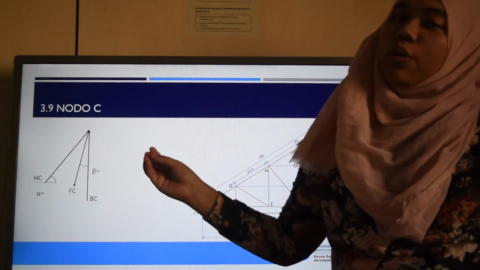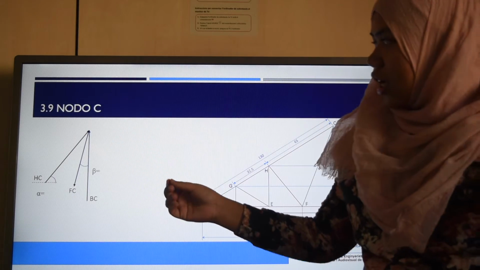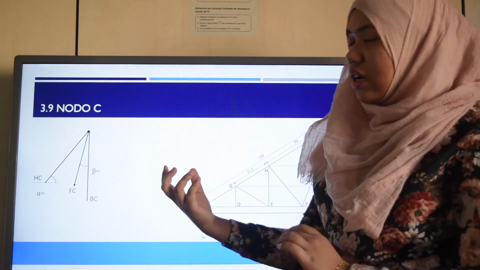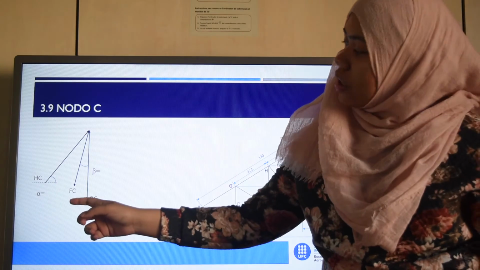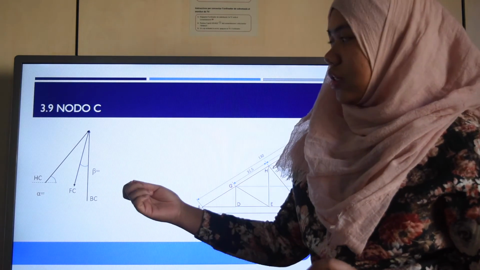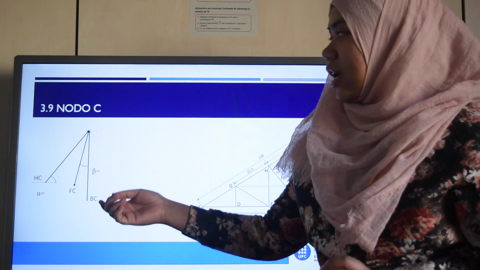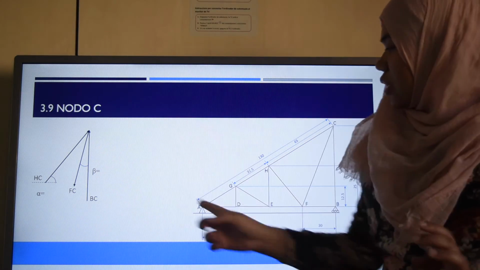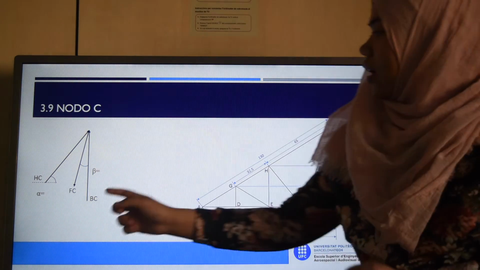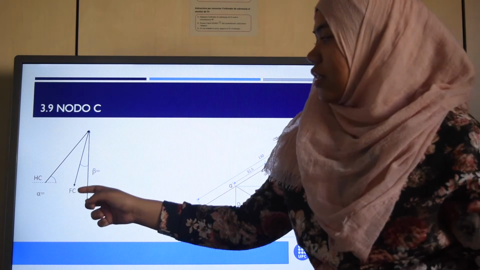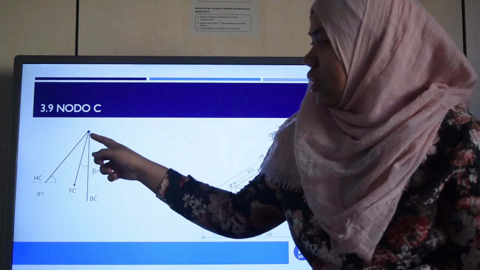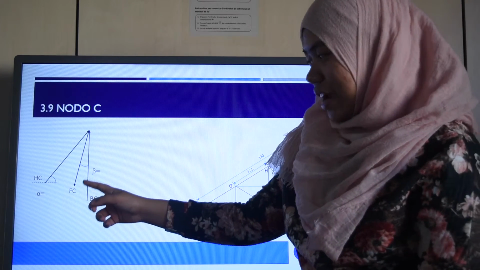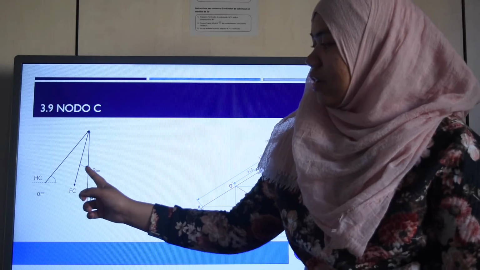For the last node we are going to calculate, it is node C. We are calculating this node just to confirm that our previous calculations are correct. Since we already know all the values and all the types of forces from the previous calculations, we can now just put all the forces acting on point C, here, into their real directions. So HC and BC are compression forces, and FC is a traction force, and we now have to find the angle beta.